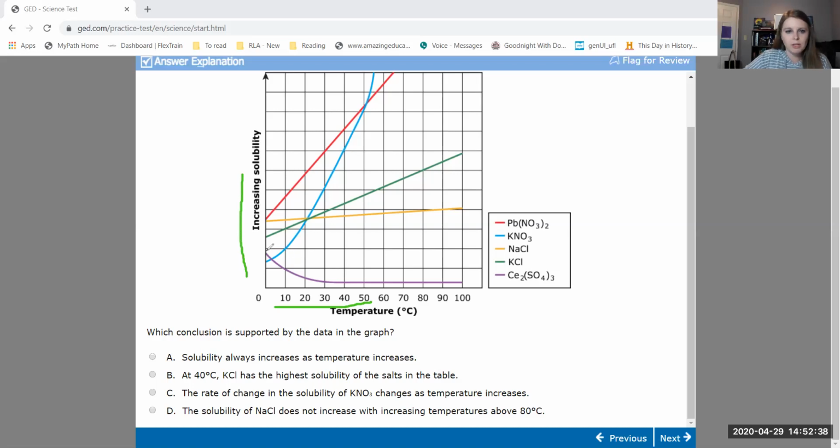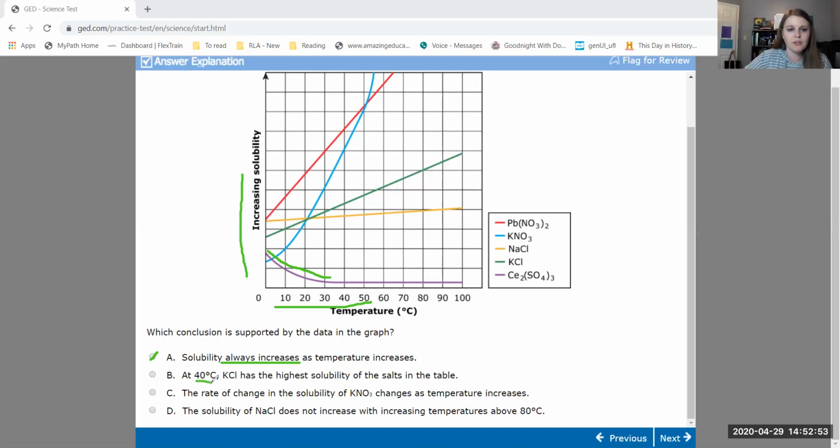Well, I see this purple line here. It's going down. Solubility goes down as temperature goes up. So always increases? I don't think so. And again, I don't like that word always. That's usually a tricky question.